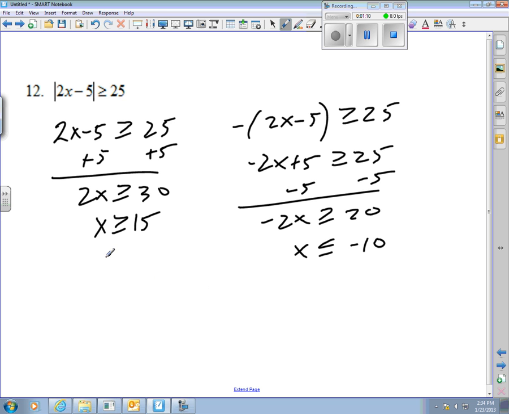Let's put that in interval notation. My first one, x is greater than or equal to 15. That would be a 15, greater than means to the right. And on this one, we have x is less than or equal to negative 10, so negative 10 inclusive, and it goes to negative infinity, and this would be a union. Next problem.